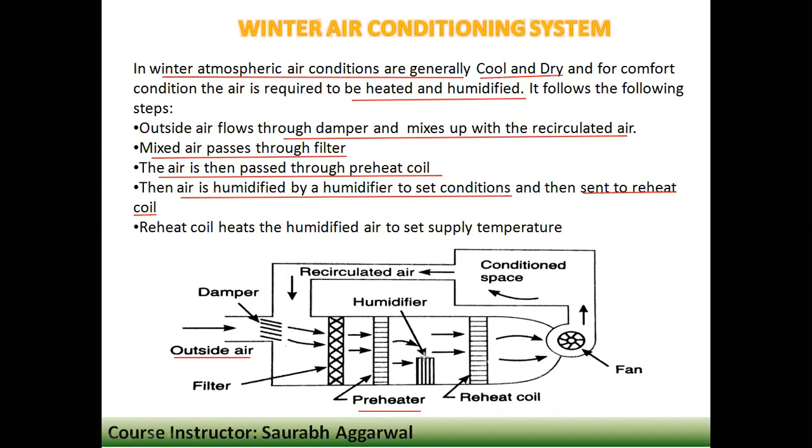After that, a humidifier is placed, and what does this humidifier do? It provides water droplets in the form of water vapor into this air, which this air carries further, and it reaches a reheat coil, which heats this air again up to the desired temperature for the set conditions which are to be inputted to the conditioned space. And with the help of a circulating fan, this air is sent to the conditioned space.